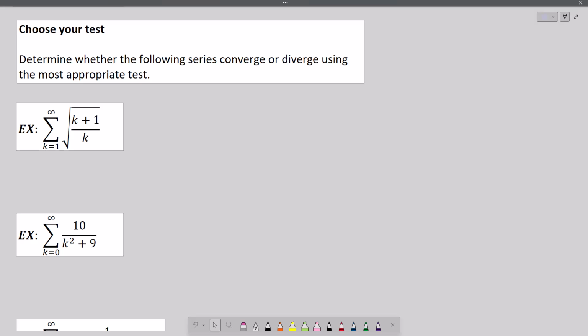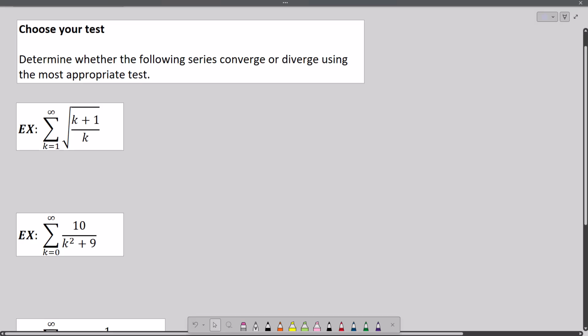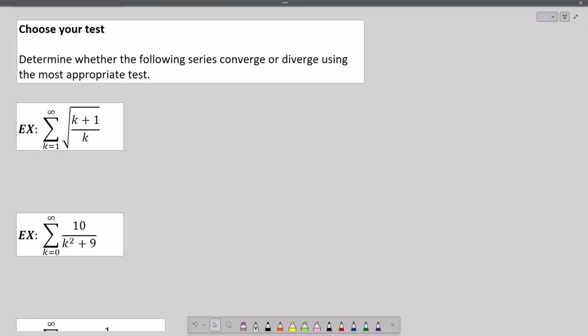you don't necessarily have to go through the order of things that we did. Like, it's not a geometric, it's not a telescoping. That's pretty obvious, right? It's not either of those. Geometric would have a constant multiplier. Telescoping would be separated by a minus.